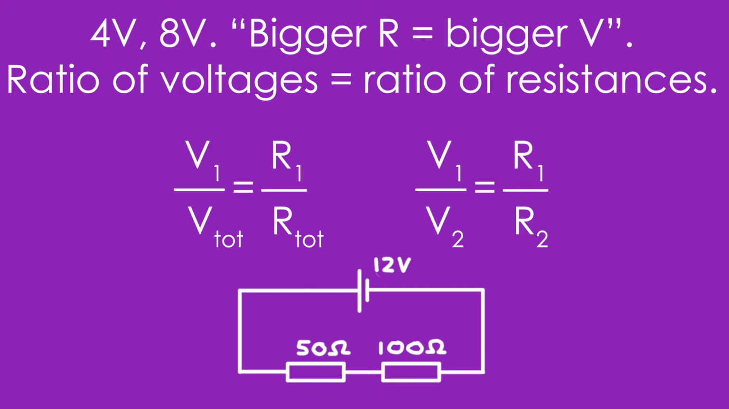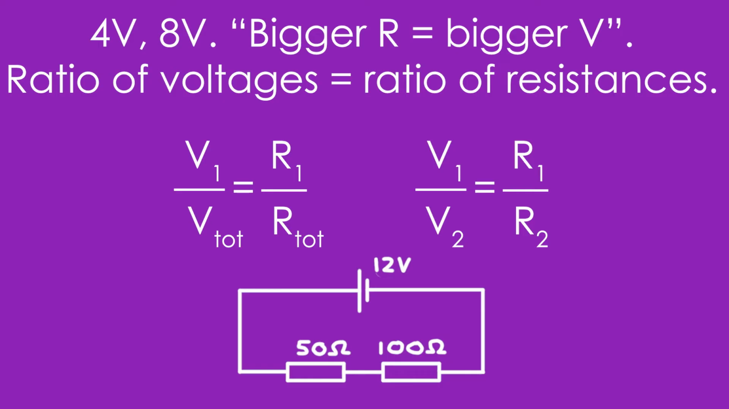That's because, as a rule of thumb, the bigger the resistance, the bigger share of the total voltage it gets. That's because the ratio of the voltages is equal to the ratio of the resistances. So we can say V1 over V2 equals R1 over R2, or it works with total voltage as well.